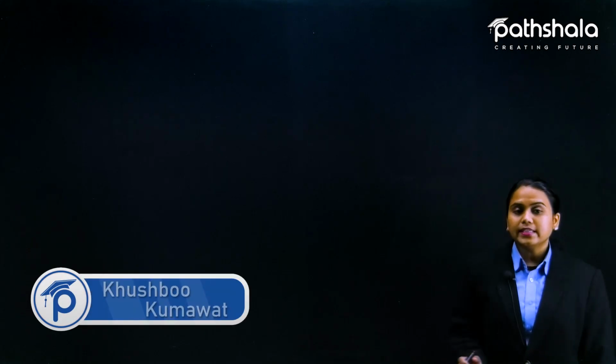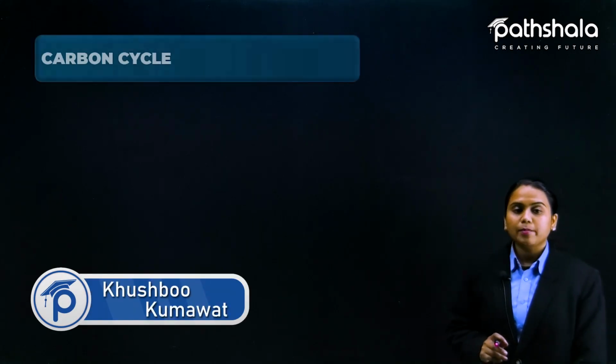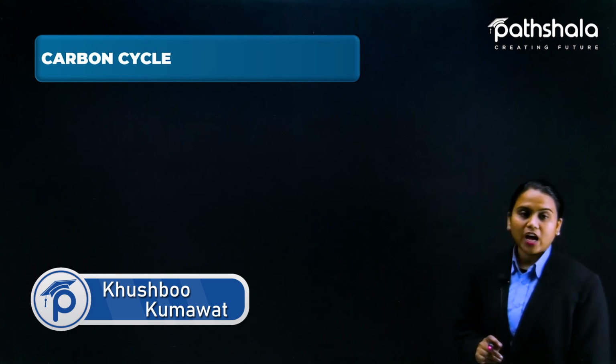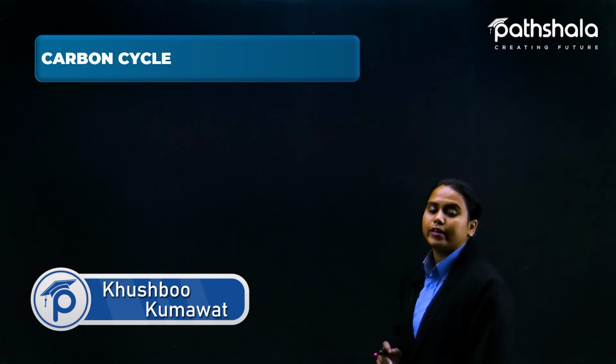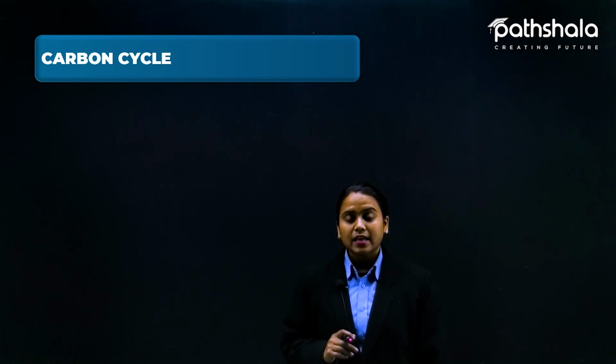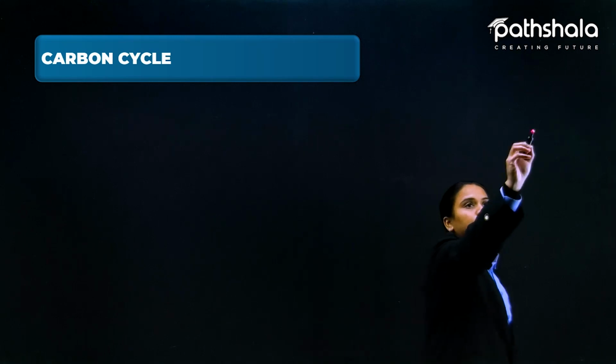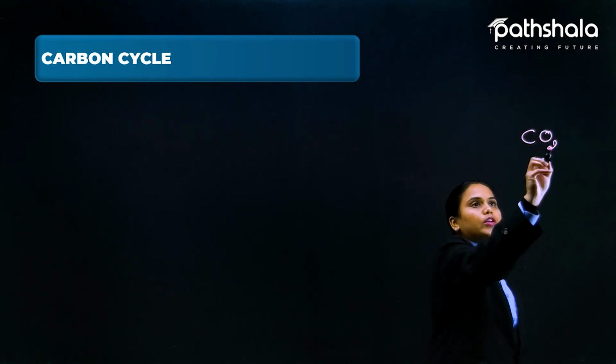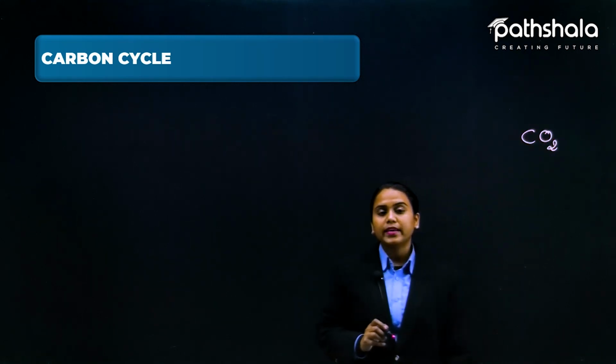Now let us see a different cycle, that is the carbon dioxide cycle. Okay, so the carbon cycle is basically the name of this, but here we are going to discuss carbon dioxide gas. So how is it going to work? Because carbon is attached with two molecules of oxygen and it is making this gas.